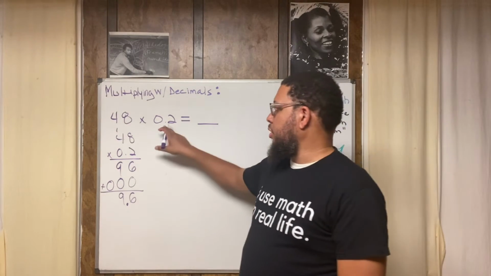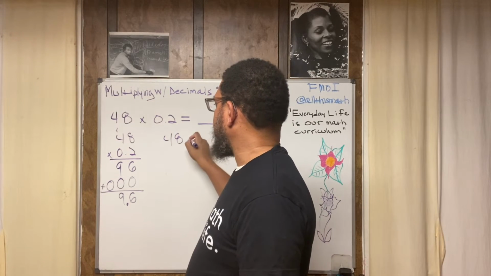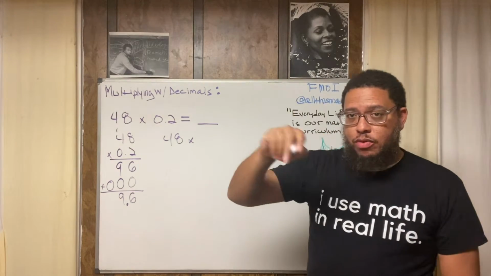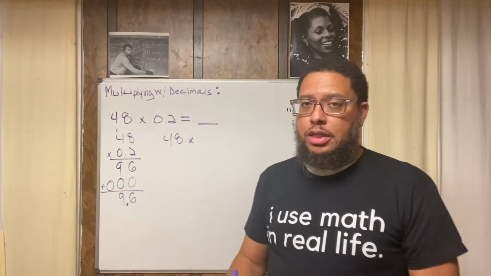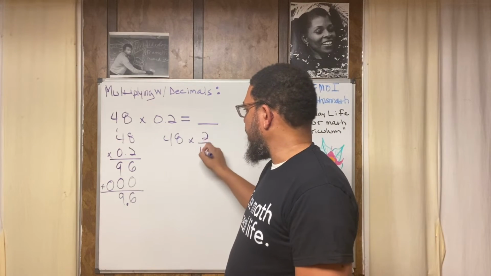Now what if I converted this decimal into a fraction? What if I rewrote it like this? 48 times, now this says 2/10. That's how you would write it as a fraction. 2 is your numerator, 10 is your denominator. All right, so we got 48 times 2/10.